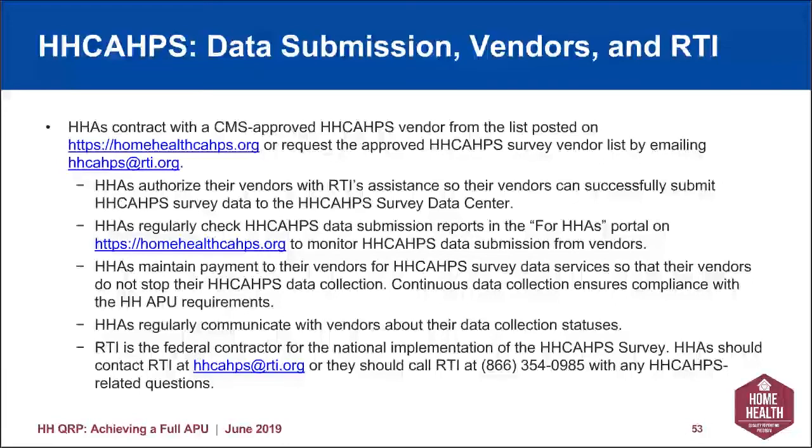This talks a little bit about the relationship between the data submission and the vendors and RTI. Home health agencies contract with a HCAHPS vendor that's on an approved list, and the approved list of vendors is posted on the website. If they call several of them, they can make a choice. Once they make a choice, they can either register and select the vendor in the For HHAs part of the website, or they can call RTI. The home health agencies authorize their vendors with RTI, and the HHAs regularly check their data submission reports, again in that For HHAs portal. We also advise that home health agencies maintain payment to their vendors because we know that vendors stop data collection if they do not receive payment.